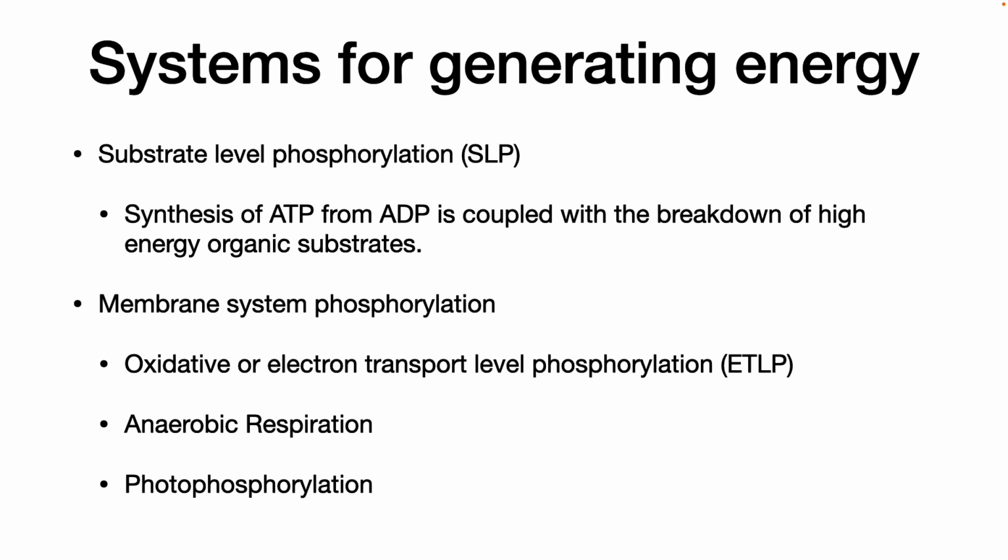The second method is membrane system phosphorylation. In this system, high energy electrons are extracted from the energy source and passed through a series of electron carriers. The cell uses the energy released from these redox reactions to pump protons across the membrane. That resulting proton gradient is converted into ATP for the cell. We will go through the specifics of SLP and membrane system phosphorylation as we cover these processes. This lecture is going to focus on fermentation, which uses substrate level phosphorylation.